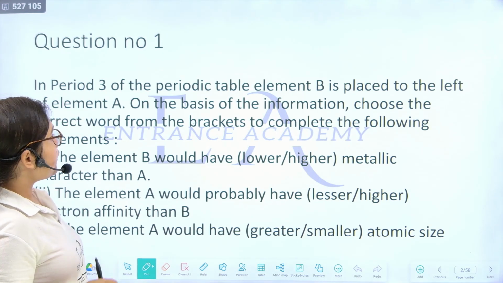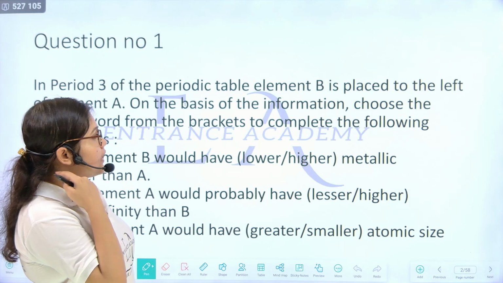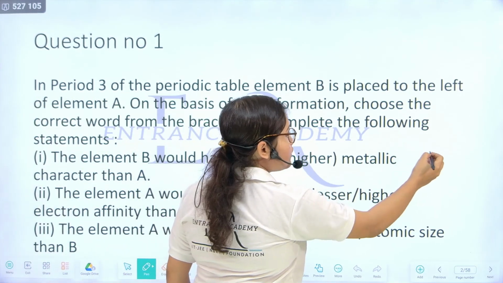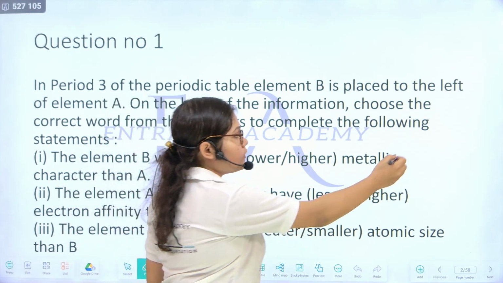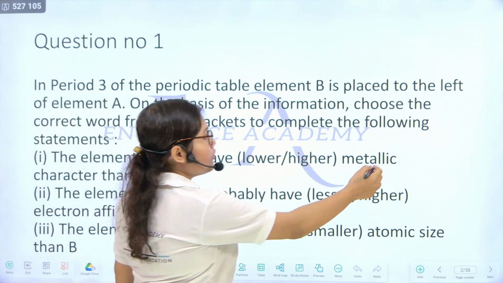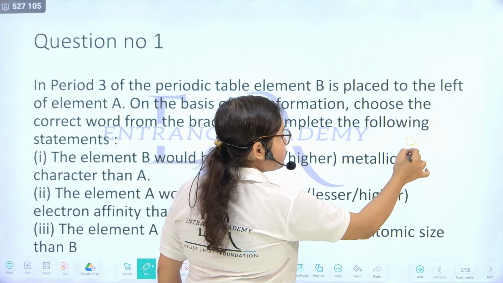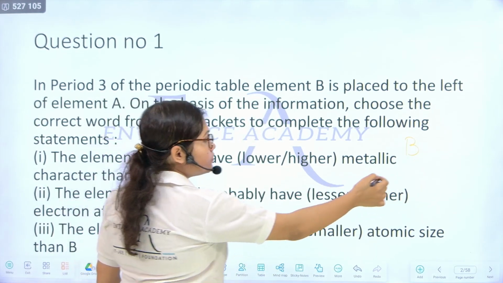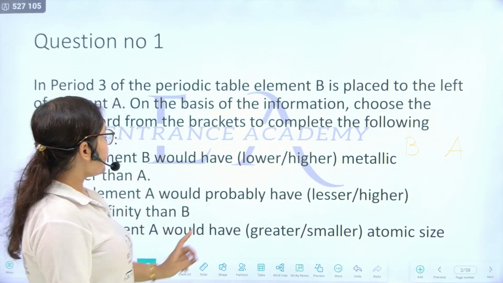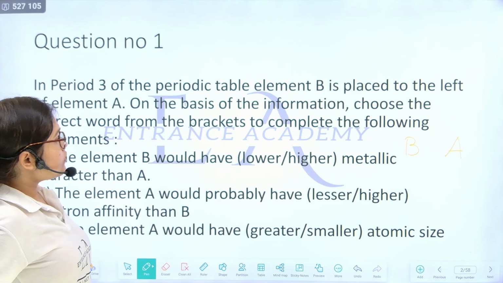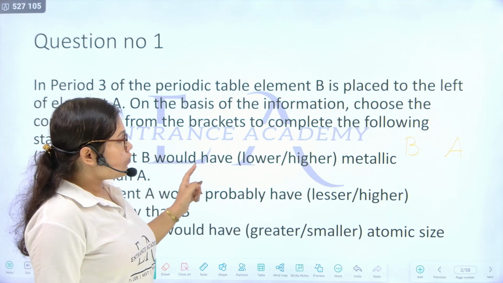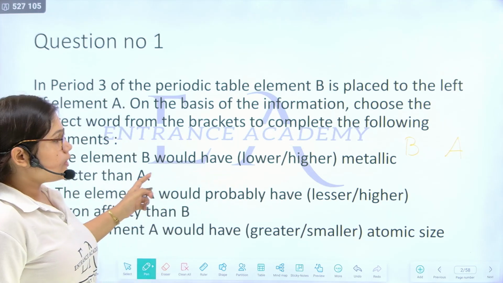In period 3 of the periodic table, element B is placed to the left of element A. So first we need to arrange the elements according to the periodic table. Element B is placed to the left of element A. Choose the correct word from the brackets to complete the following statements. So first statement is: the element B would have lower or higher metallic character than A.